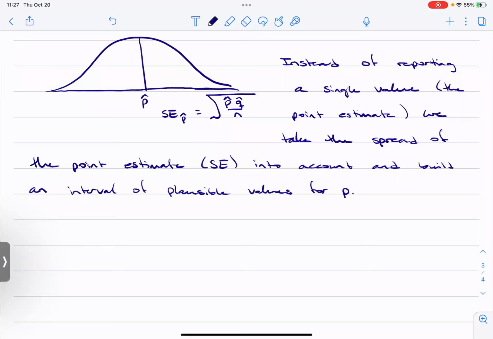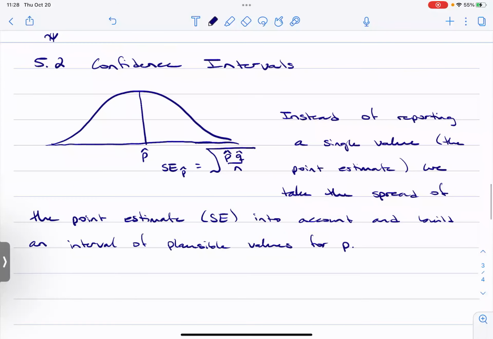It's going to be really important that we're trying to learn about P. So all our conclusions are going to be about P, which is a little bit backwards because we'll never know what it is, right? But we're trying to communicate what it could be, right? So that's why we want to build this interval.